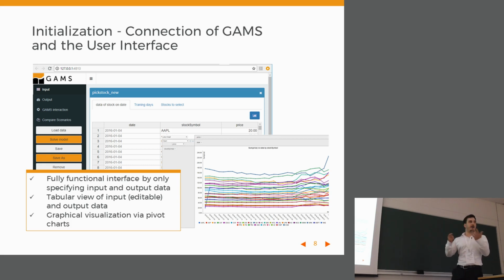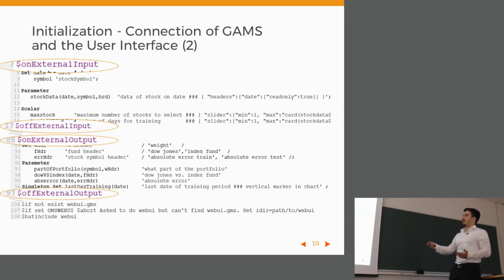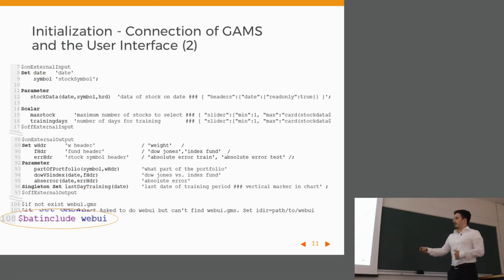Again, only by specifying inputs and outputs, doing nothing more. But of course, you can do more, and I will go back to that soon. So how do you do that? You basically annotate your model with these compile time annotations that just say on external input, off external input, and all the declarations of the sets, parameters, and so on are being read by the UI. And the same goes for the outputs with on external output, off external output. And then you just have to include some GAMS file, which is doing all the magic, basically.